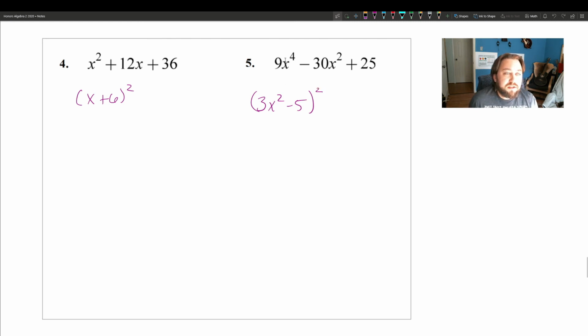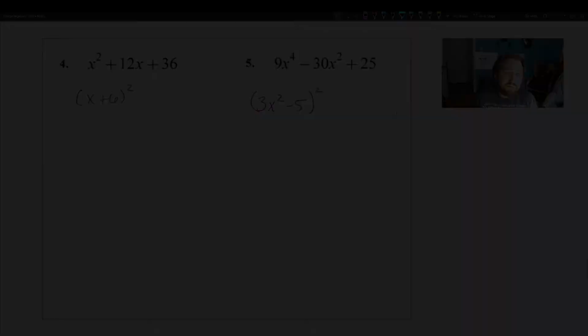Okay, 3 times 3 is 9. That works. x squared times x squared, that works. Negative 5 times negative 5, positive 25. That works. All right. So now it's 2 times a times b. So 3 times 5 is negative 15 times 2, negative 30. That is the correct factoring. That's how hard these are. You get better at spotting them the more you do this, I promise.